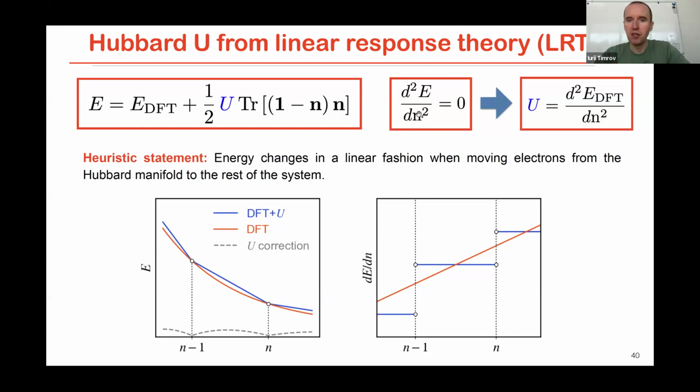And based on this condition, d²E over dn² is 0, and with the analytical expression of energy on the left, we can compute the second derivative and equate it to 0. It's a simple homework, you can do it. So you take this expression on the left, you compute the first derivative with respect to n, and then compute the second derivative with respect to n. And you will find that U is equal to the second derivative of the DFT part of the energy with respect to the occupation. So that's how Hubbard U can be computed ab initio, as a second derivative of the DFT part of the energy. That's it.